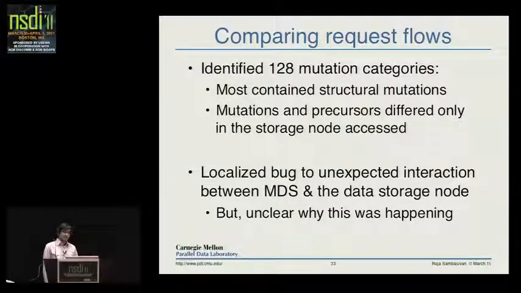And we found that these mutations and precursors differed only in the storage node accessed. In the problem period, the metadata server was writing and reading data from the data storage node instead of its own metadata storage node. Whereas in the non-problem period, both storage nodes were being used. The extra load on the data storage node was slowing down the system. So this is great. We've localized the bug to an unexpected interaction between the metadata server and the data storage node. But it's still not clear what the root cause is.